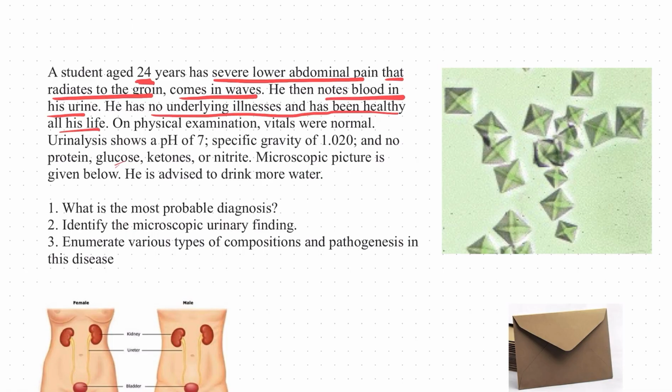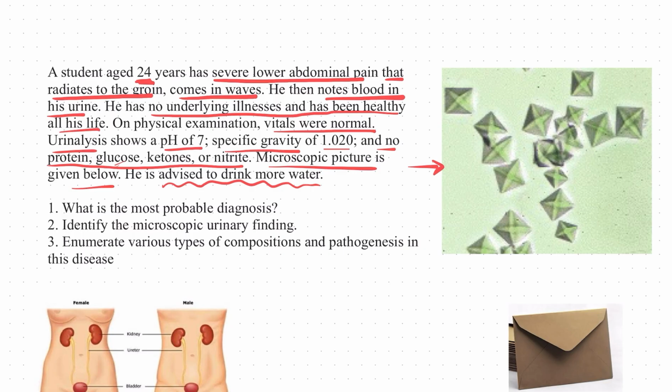On physical examination, vitals were normal. Urine analysis shows pH 7, specific gravity 1.020, and no protein, glucose, ketones, or nitrites. So there's no leakage of any proteins, glucose, anything in the urine. Microscopic pictures are given below. Here it is attached. And his advice is to drink more water. So let us decode it.